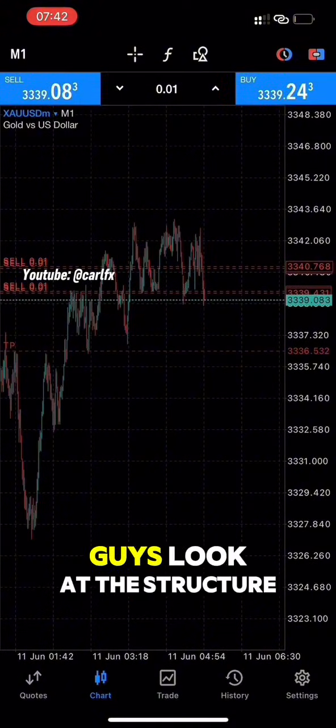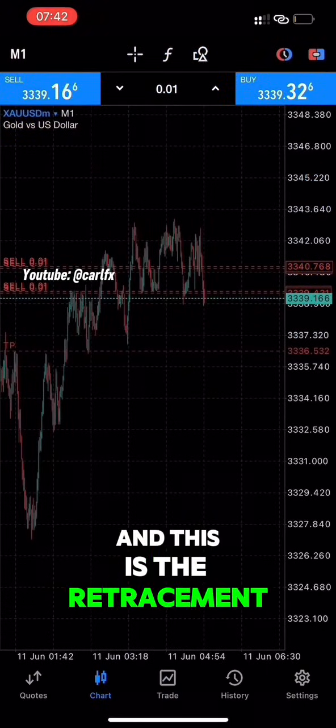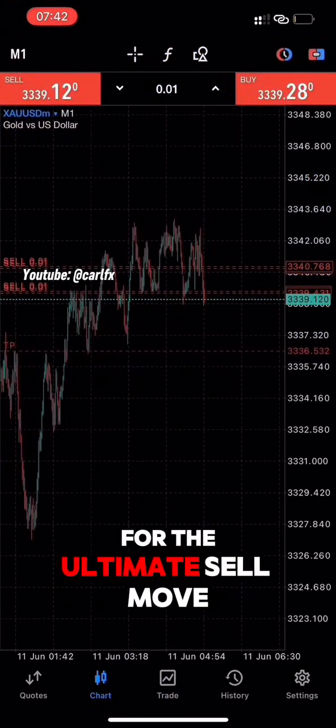But if you guys look at the structure, this is what we call a market structure shift, and this is the retracement. Now we are waiting for the ultimate sell move.